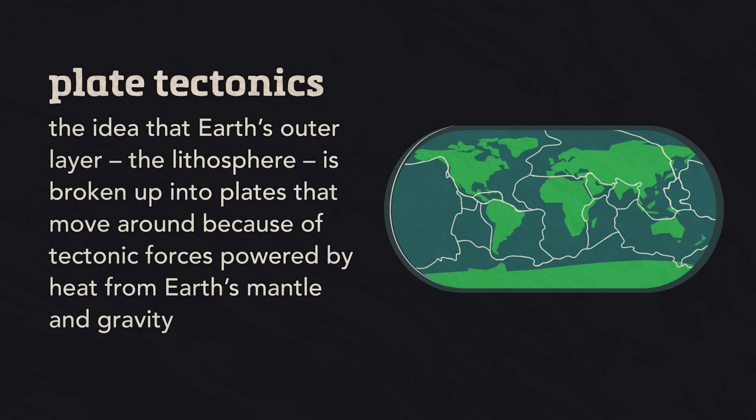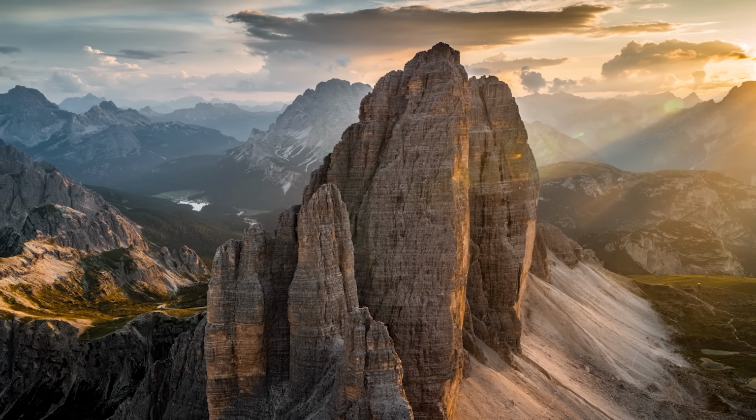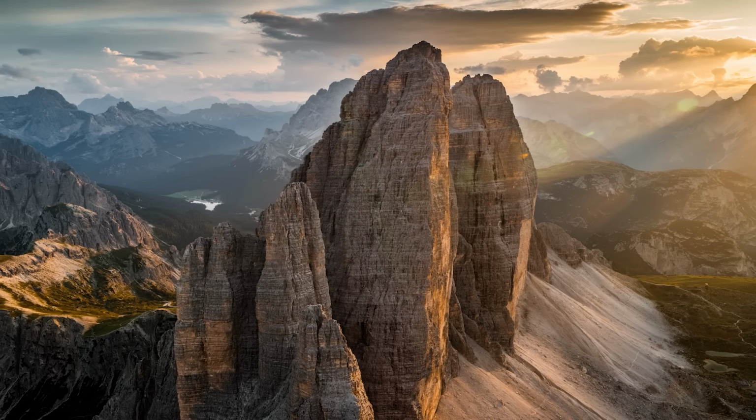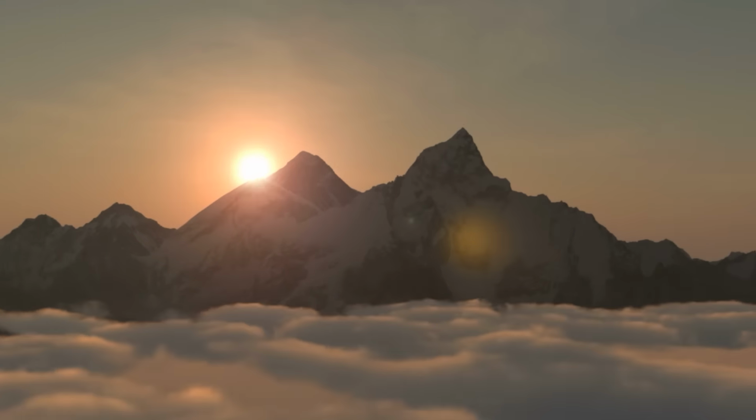Last episode, we talked about plate tectonics, the idea that Earth's outer layer, the lithosphere, is broken up into plates that are moved around by heat from Earth's mantle and gravity. And today, we're looking more closely at how plate tectonics has created the landscape around us. Like, have you ever looked at a beautiful mountain view and just been speechless? Or maybe wondered, how'd all that happen? Well, we're about to find out.